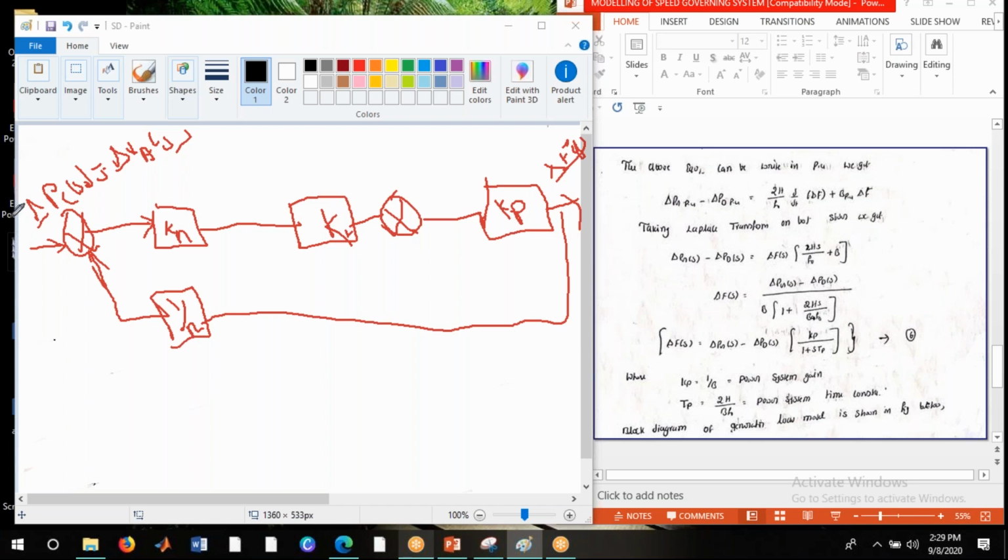A speed governing system is a combination of three devices: speed governor, turbine, and generator. For analysis purposes, we have to make the block diagram for each individual unit. A unit consists of these three parts. Now, what is the use of the block diagram on this topic?